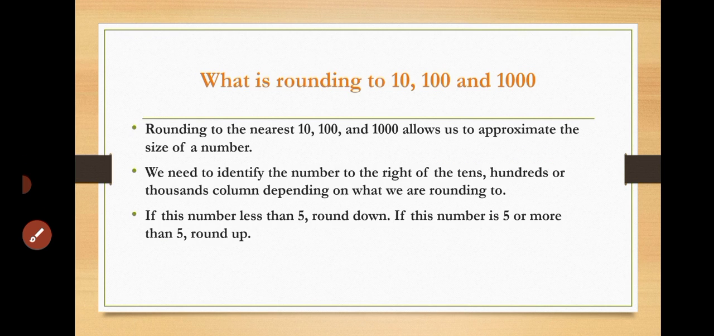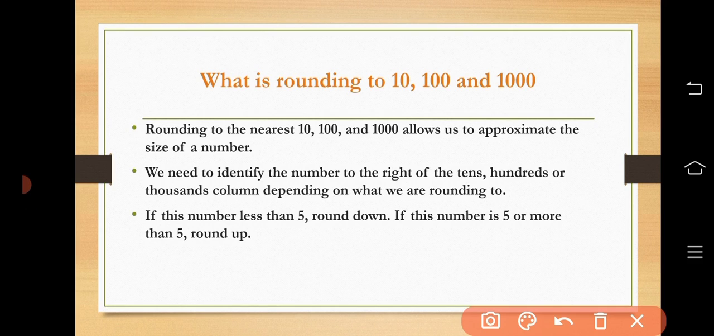Let's see what is rounding to 10, 100 and 1000. Rounding to the nearest 10, 100 and 1000 allows us to approximate the size of the number. We need to identify the number to the right of the tens, hundred or thousand column, depending on what we are rounding to. If this number is less than 5, round down. If this number is 5 or more, round up.